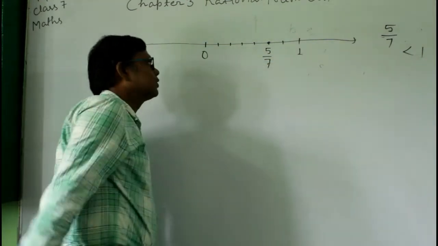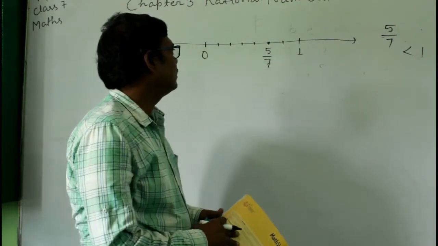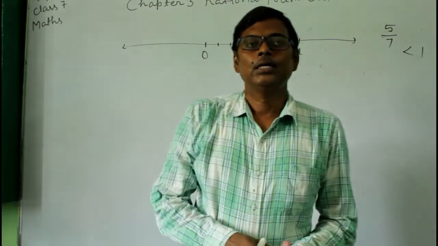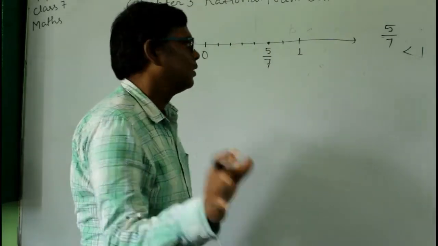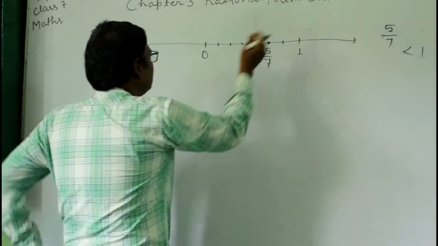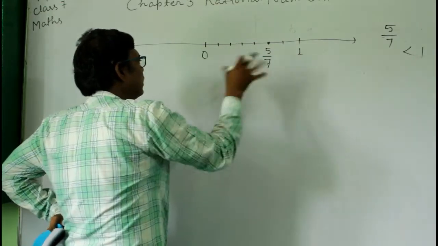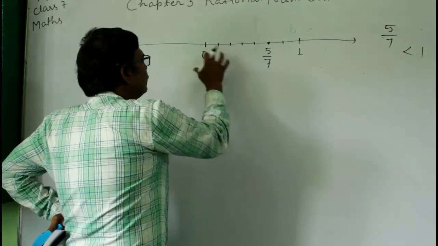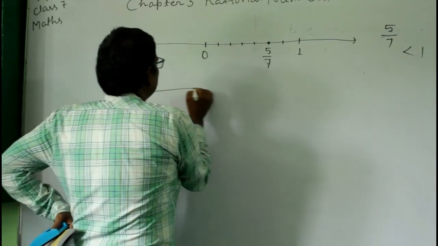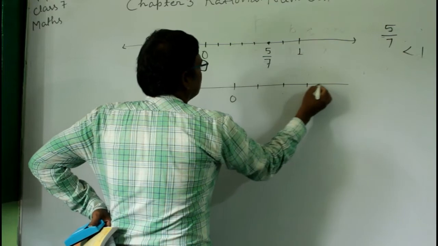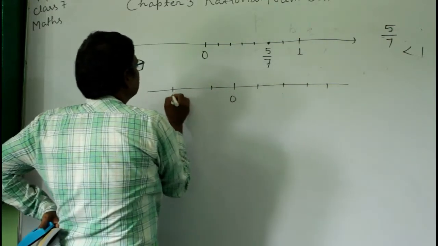Then you will ask how this point represents 5 by 7. So first understand that when we draw a number line, on this number line we write the numbers like 0, 1, 2, 3, 4, and so on, here on both sides.